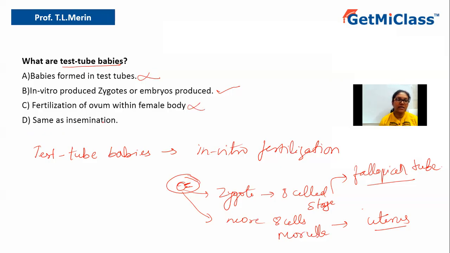Option D is same as insemination. Insemination is nothing but release of the semen containing sperms inside the vagina of the female. That is released by the artificial method, not the natural method. But that doesn't mean it is a test tube baby because fertilization is happening inside the body, so it is ruled out.